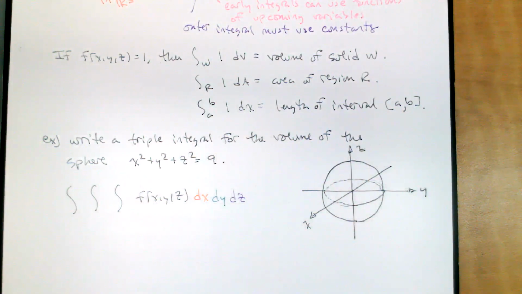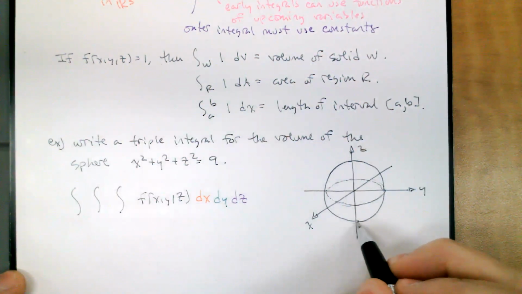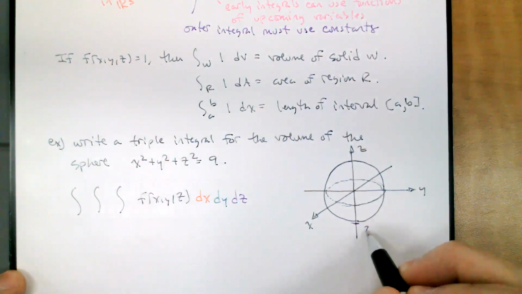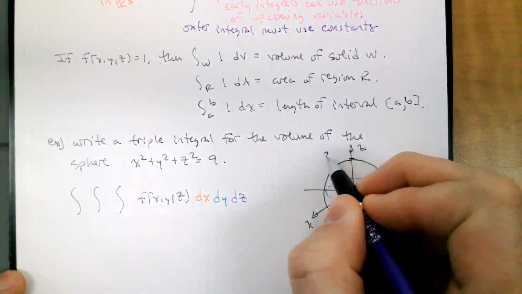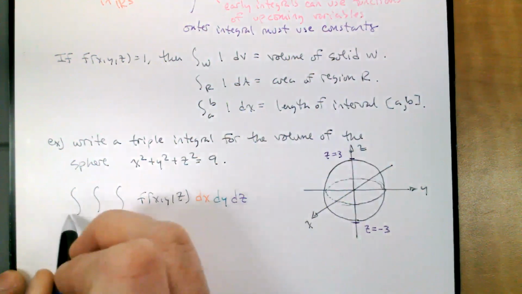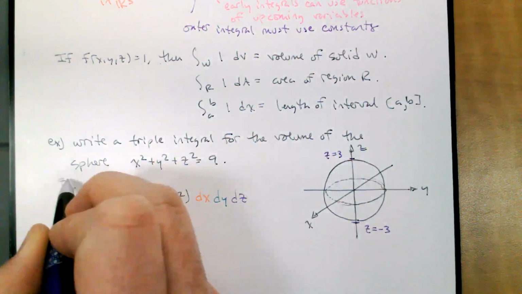So when we're setting up a triple integral, since the outer integral, in this case the z integral, can only be between constants, we just need to figure out where the bottom and the top are. So down here at the bottom is where z is equal to -3, and up here at the top is where z is equal to 3. So that gives us our outer integral, z equals -3 to 3.